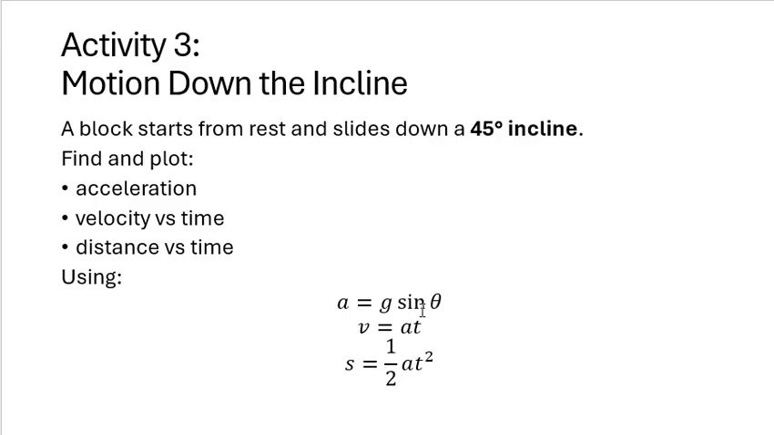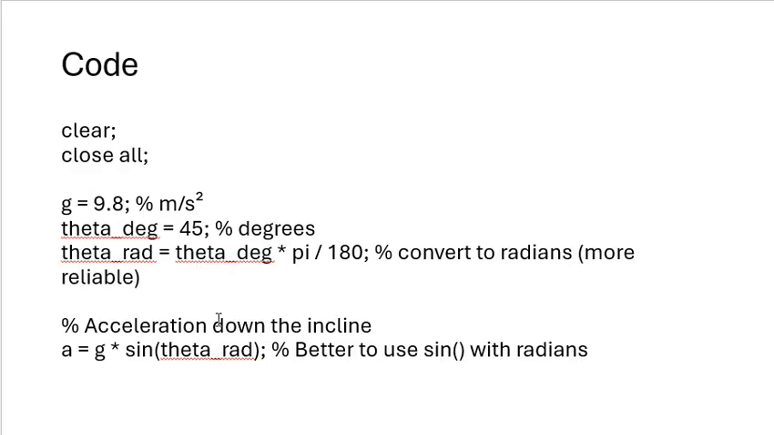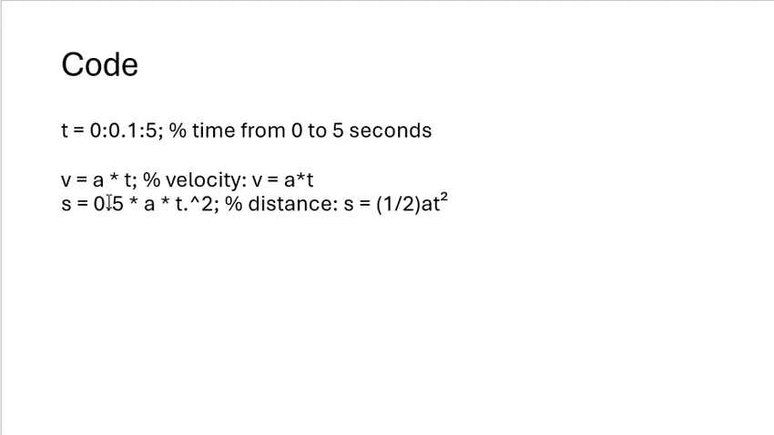A is g times sine theta, vertical, because you're dealing with gravity, so that has got to be straight down. Your velocity is v = a t. S is 1/2 a t squared, and that's your distance. So you take a times t, the whole square, divided by 2, and that will give you your s. We clear, give everything, calculate, print. That's pretty easy.